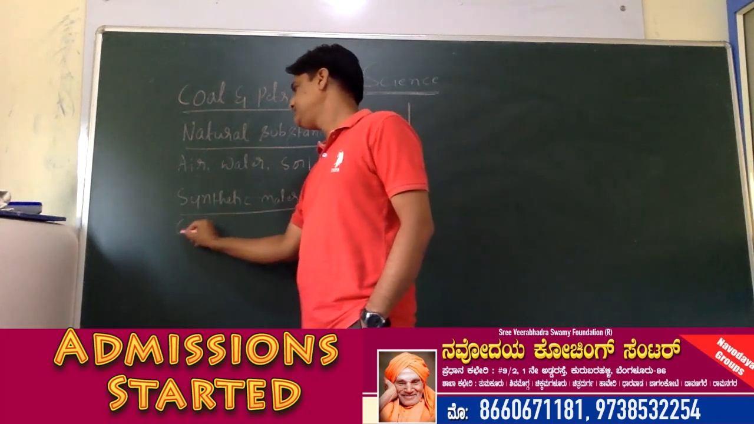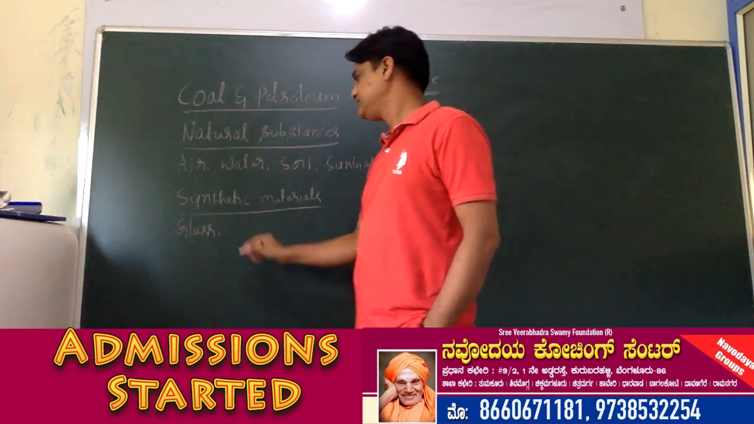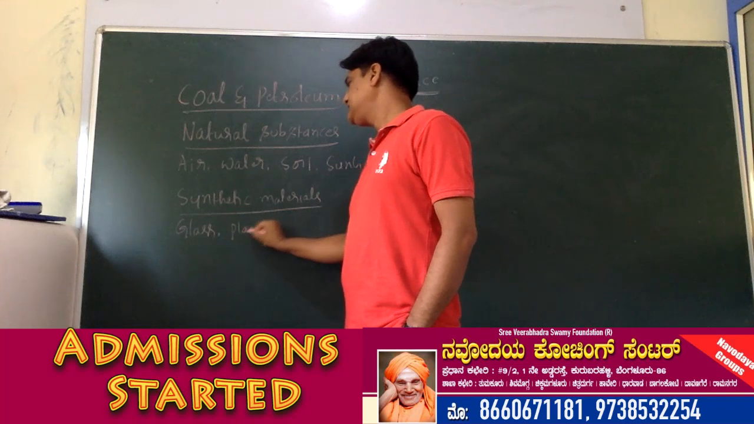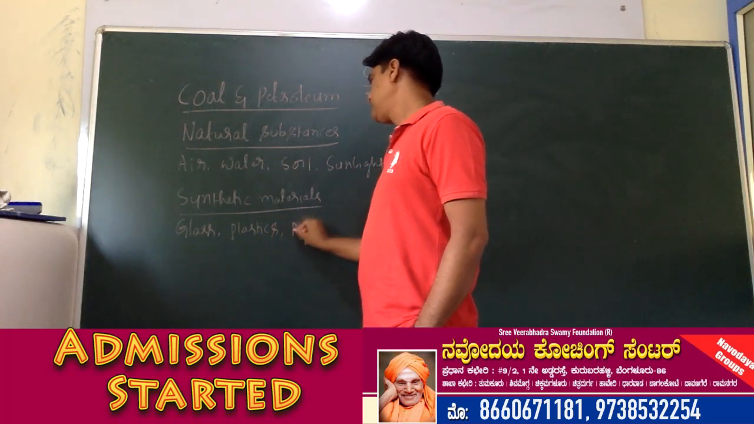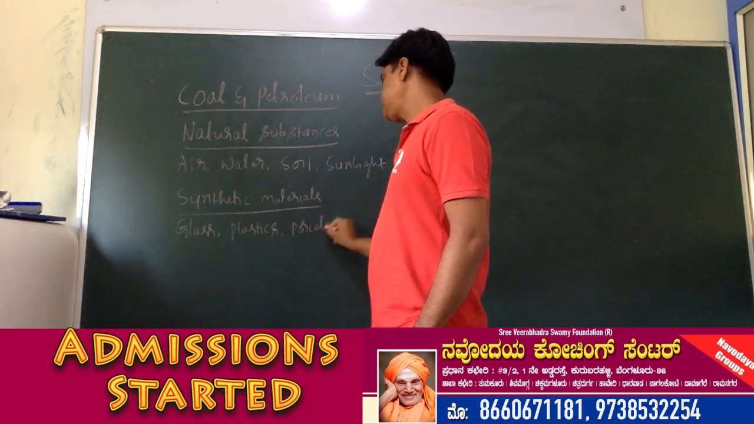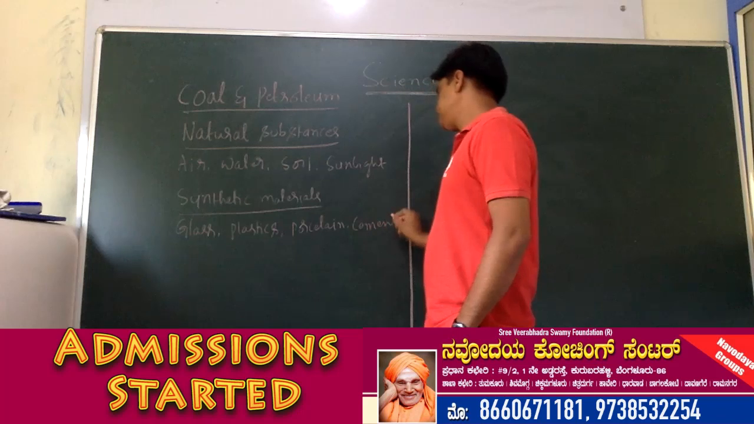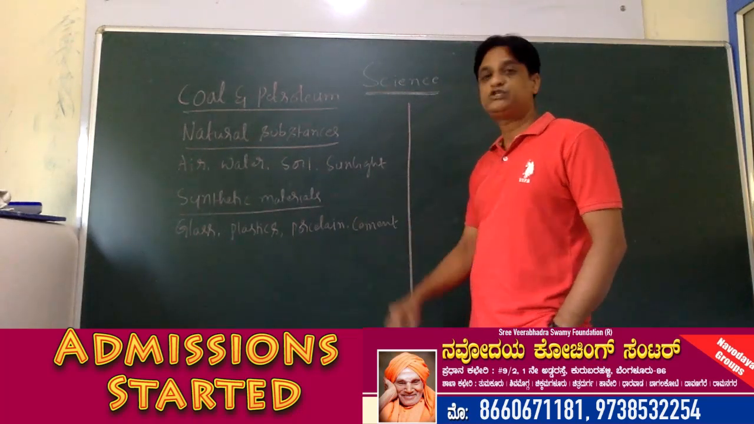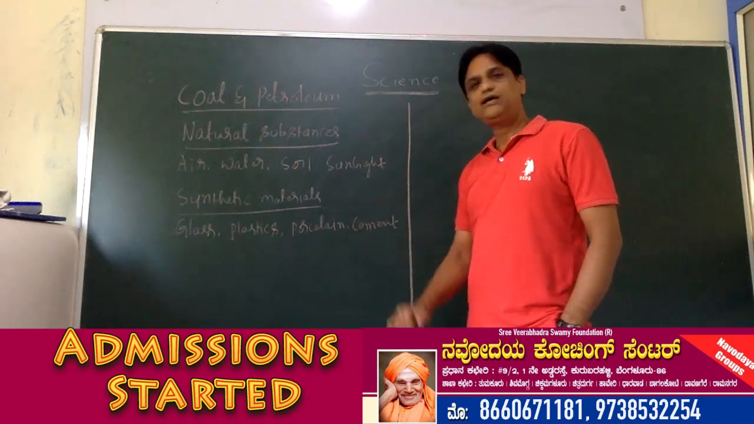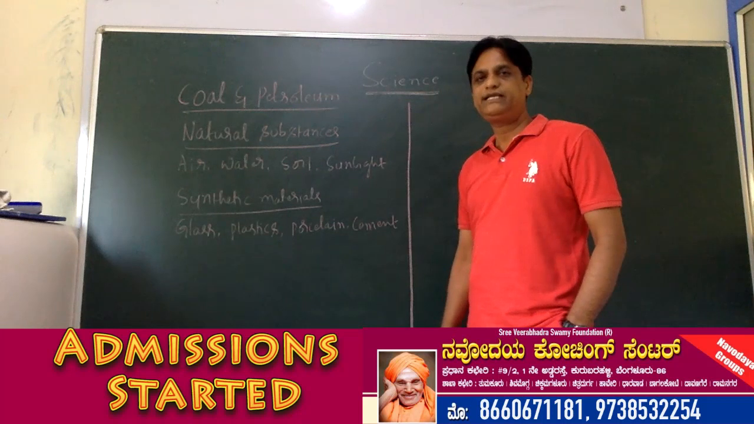For example, glass, plastics, porcelain, cement. These are substitutes to natural materials. They are called synthetic materials or man-made materials.